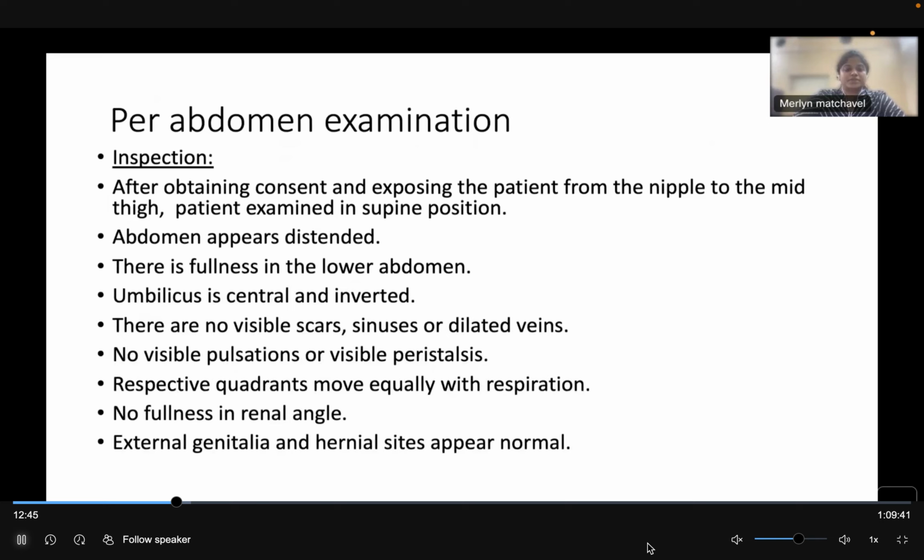Coming to a per-abdominal examination, after obtaining consent and exposing the patient from the nipple to the mid-thigh, the patient was examined in supine position. The abdomen appears distended. There is fullness in the lower abdomen. The umbilicus is central and inverted. There are no visible scars, sinuses, or dilated veins. No visible pulsations or visible peristalsis. The respective quadrants move equally with respiration. There is no evidence of fullness in the renal angle. The external genitalia and hernial sites appear normal.